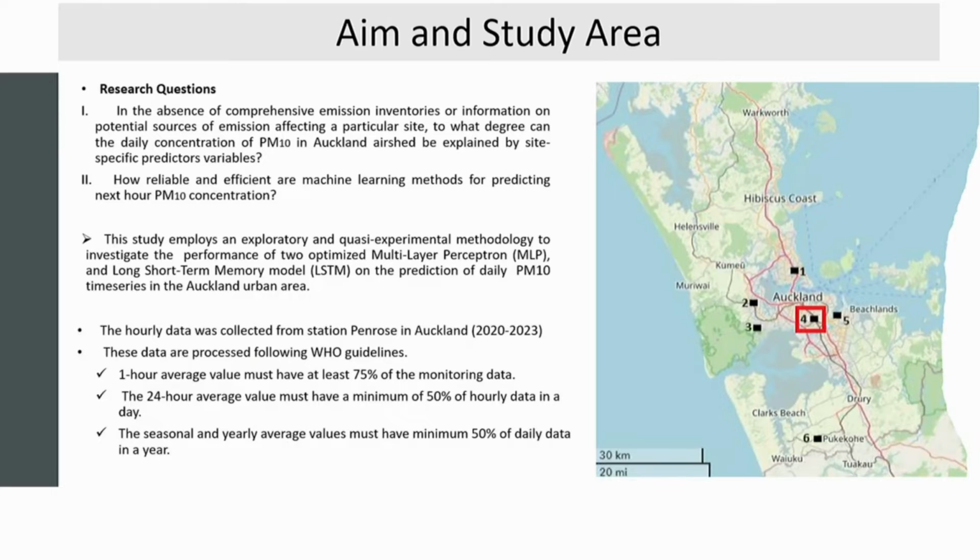That's why it's important to monitor and try to predict and estimate PM10 concentration to control the air quality, make it more manageable and create a safeguard for the public. What I'm trying to do is to see how reliable and efficient these two machine learning models, LSTM and MLP, are for predicting hourly PM10 concentration, given that there is not much emission inventory information in Auckland, and the weather data being collected are quite limited.